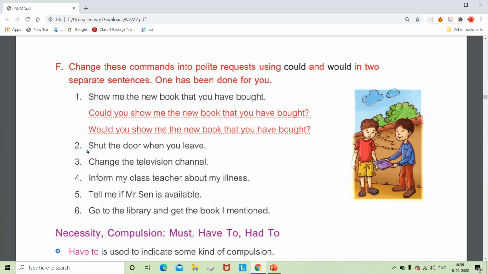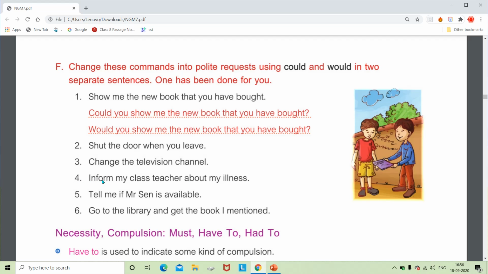So let us solve this. The second one is: shut the door when you leave. So we can say, could you shut the door when you leave, or would you shut the door when you leave? Nothing has to be done, only just use could you or would you in the beginning before shut, and at the end a question mark. Then third is: change the television channel. So we can say, could you change the television channel, or else would you change the television channel? Now you must have understood how we have to do it.